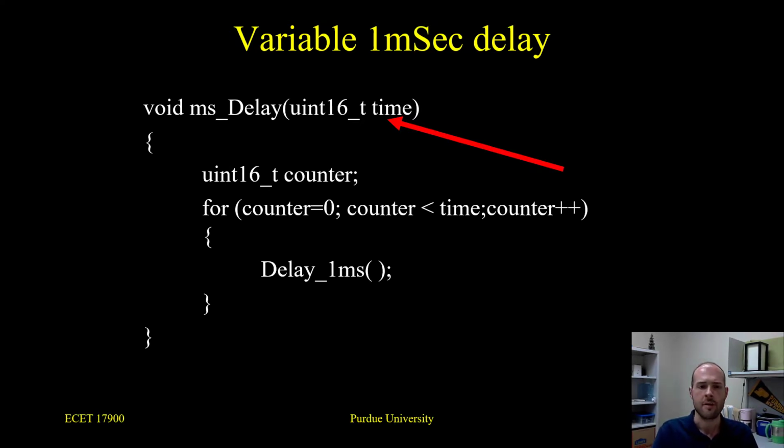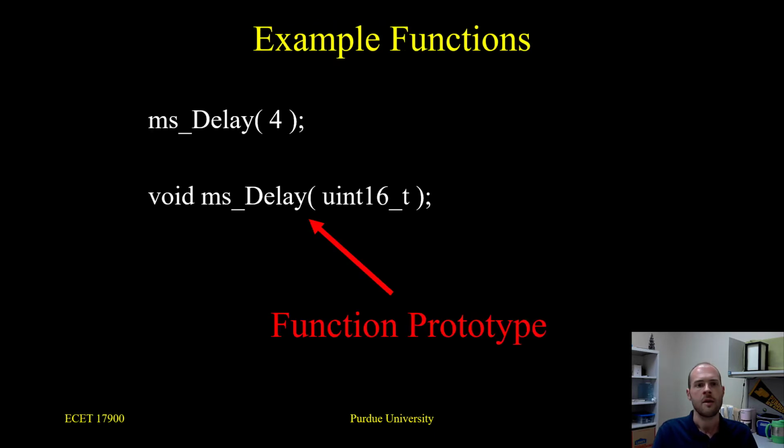So that flowchart is being executed within this function. The counter is created, and then the for loop has the counter go from 0 up to the number of milliseconds that the user specified, and delays 1 millisecond, and then increments the counter by 1. So the time is the variable, the number of milliseconds. That's how many times you're going to run your 1 millisecond code covered in this function. So again, to use this function, you could just say ms_delay with a 4, and that would delay for 4 milliseconds. This function, however, needs to have a prototype up at the top of your file.